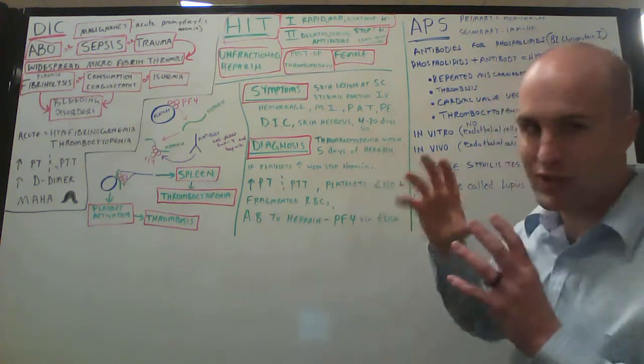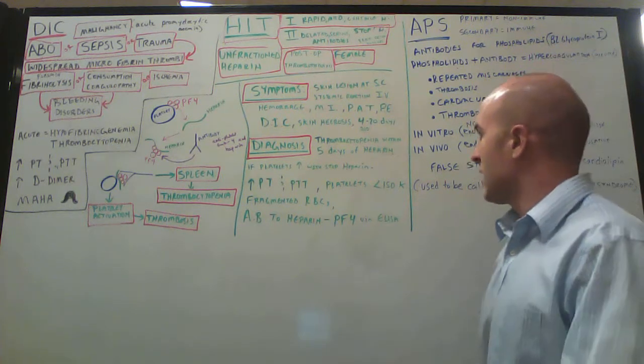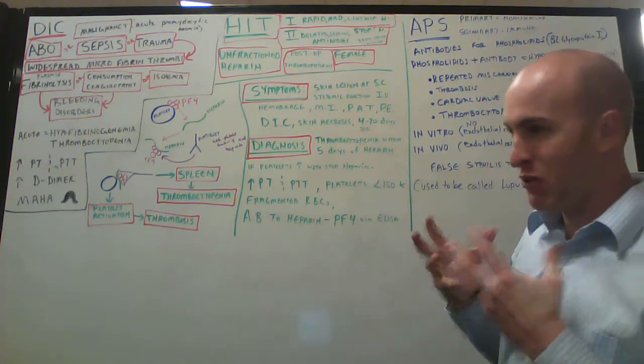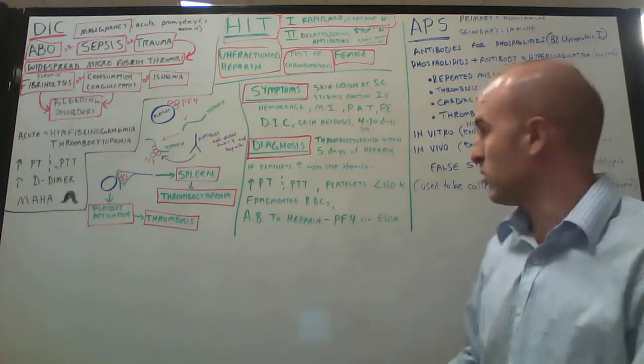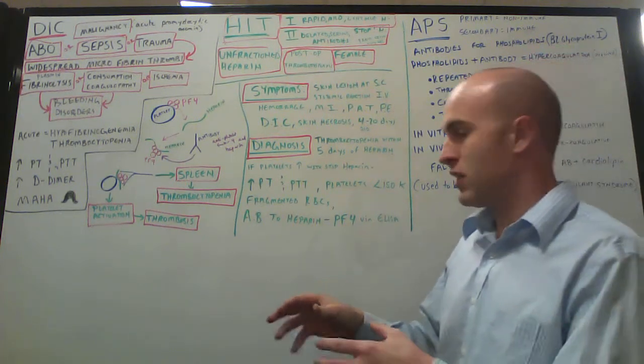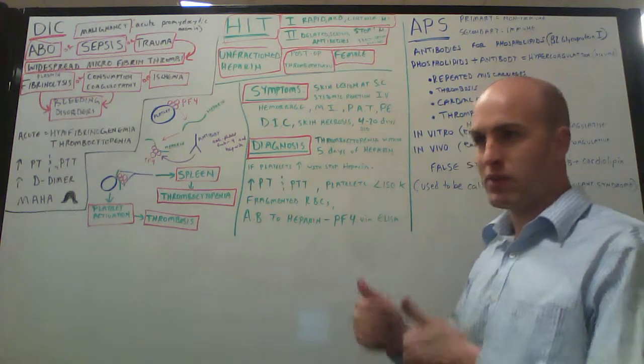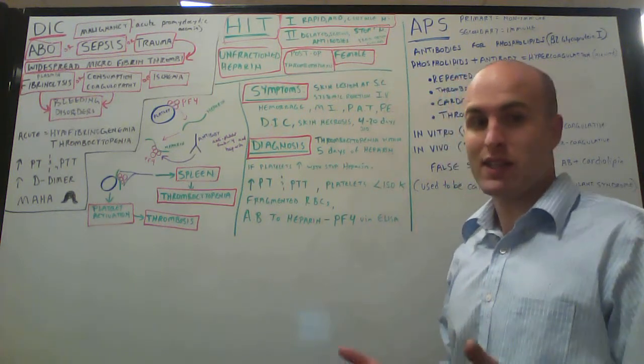So how would you get a for sure diagnosis? Well, if a person gets thrombocytopenia within 5 days of giving heparin, that's a big clue. Especially if you stop giving the heparin and then they start getting lots of platelets again, that's a big indicator.